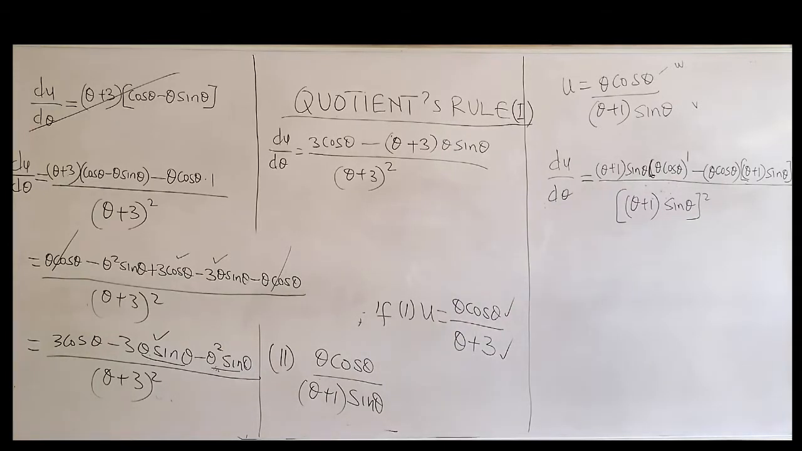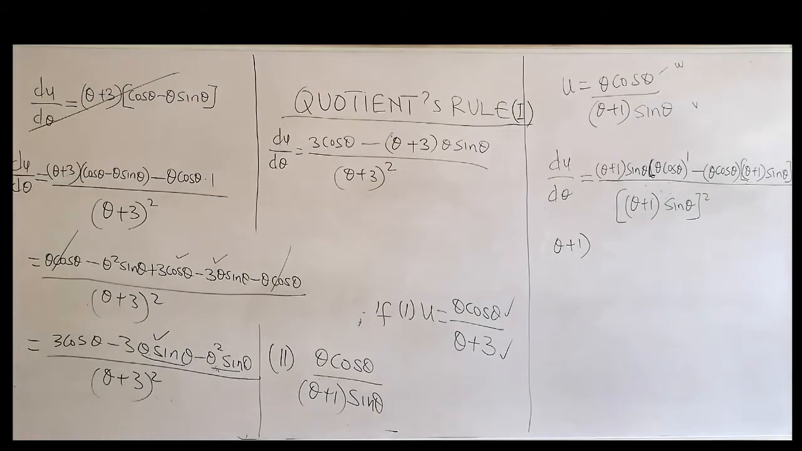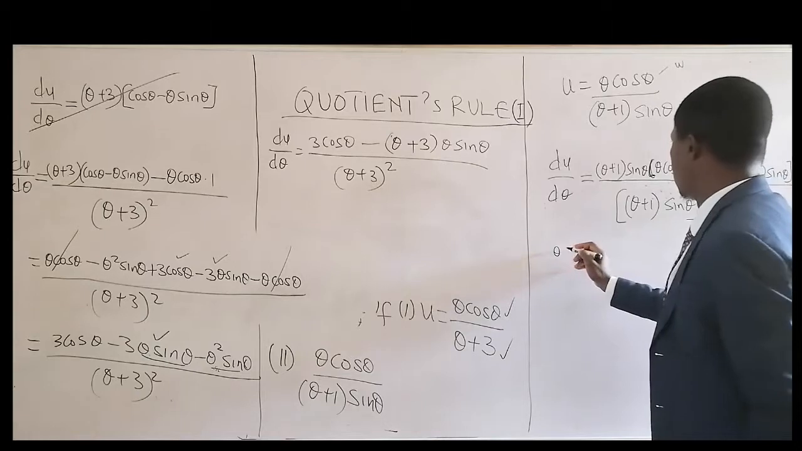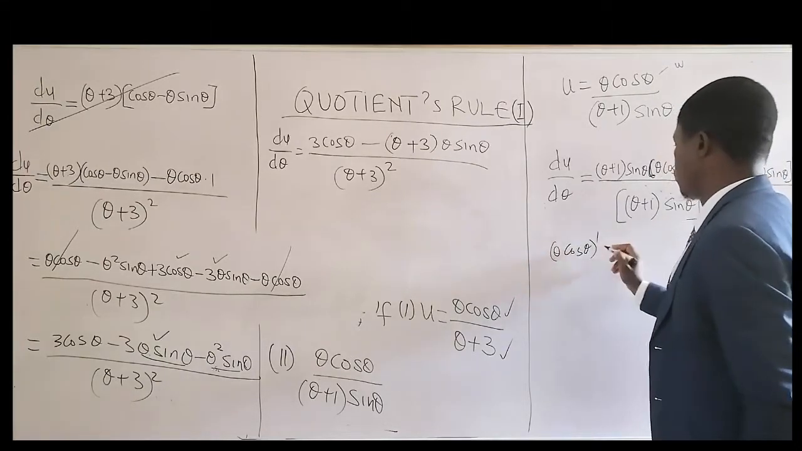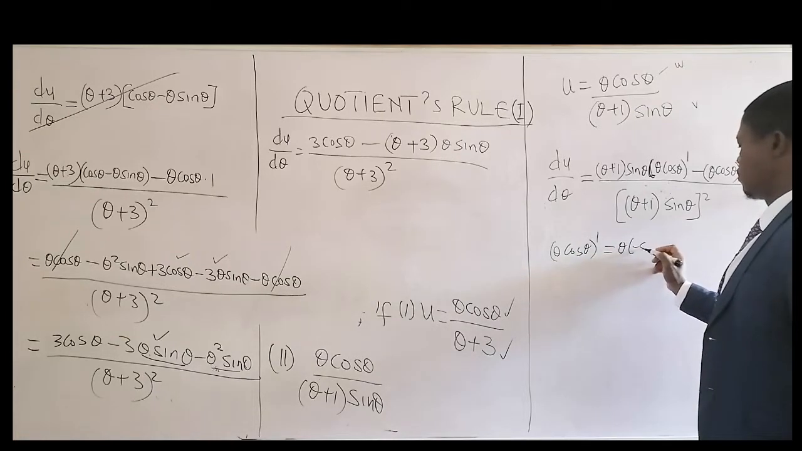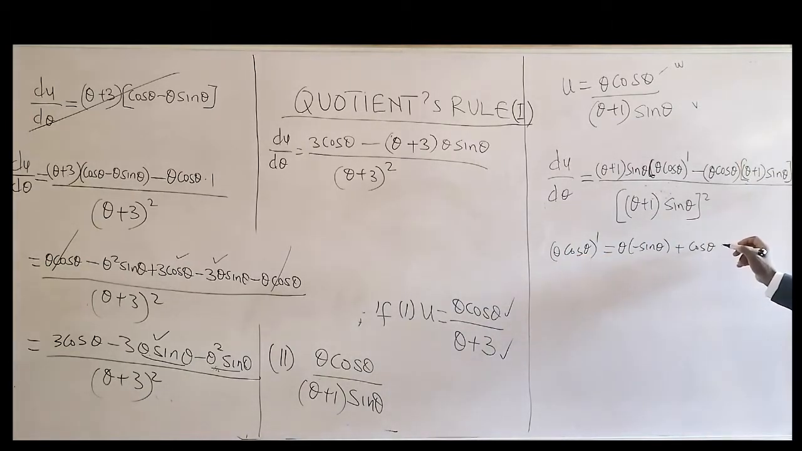So the next thing to do now. Theta cos theta prime should be equal to, keep one constant, differentiate this, that's minus sine theta, plus cos theta, differentiate your theta with respect to theta, that's 1. So that's equal to cos theta minus theta sine theta. So we've gotten that.